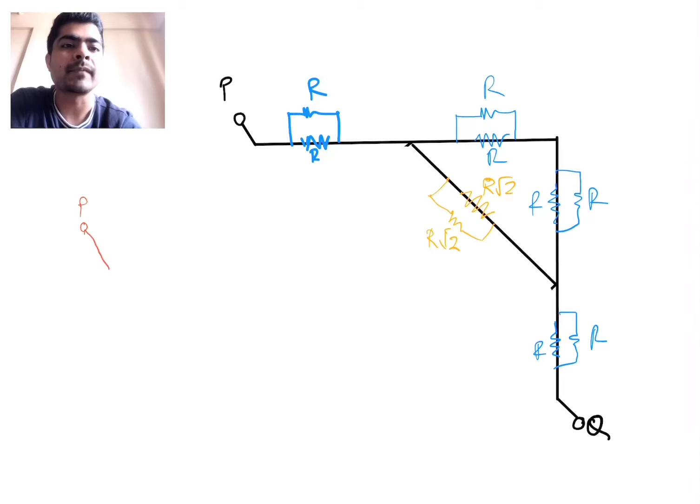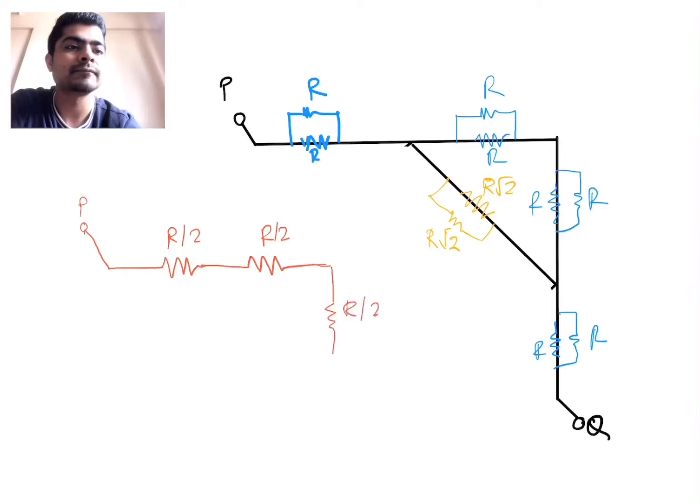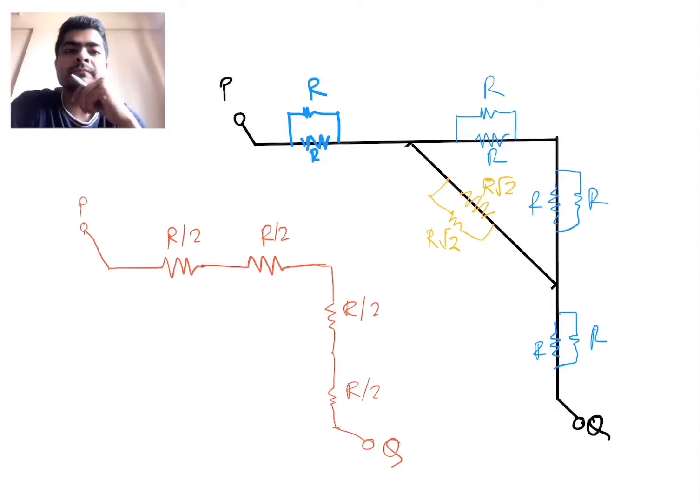We start from point P. Then we go over here. These two are in parallel, R and R. So we get R by 2. Okay. We go further. These two are in parallel. Again we get R by 2. Then we go downwards. So these two are in parallel. Again R by 2. Okay. And finally, as we go down, we get this branch again. So one more R by 2. Okay. And in the end, we reach the point Q. Correct?